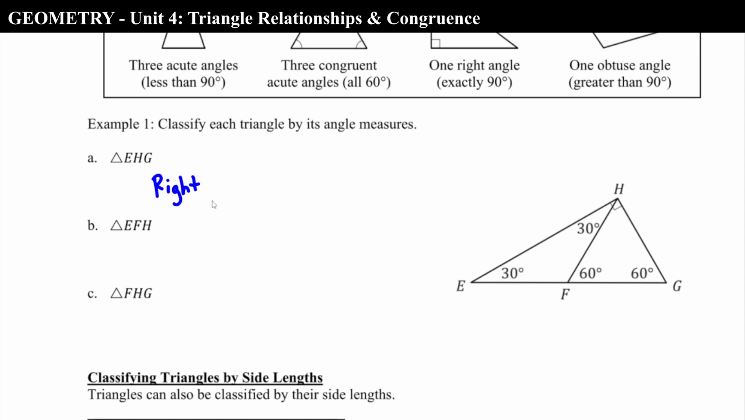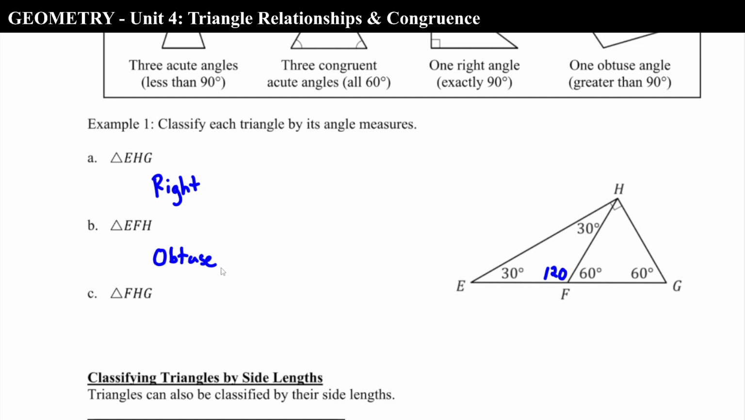Now let's take a look at EFH, the left-hand smaller triangle. We've got 2 angles that measure 30 degrees each, but we don't have an angle measure for this one. Well, if you know about linear pairs, we know that these 2 angles together have to equal 180 degrees. So if we subtract 60 from 180, we find that this angle measure is 120. And that is an obtuse angle, which makes this triangle obtuse.